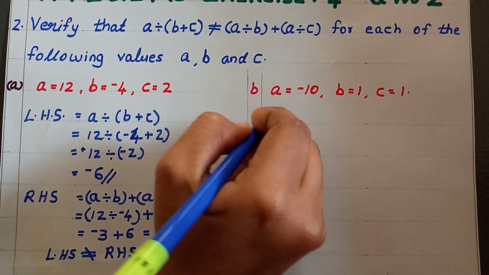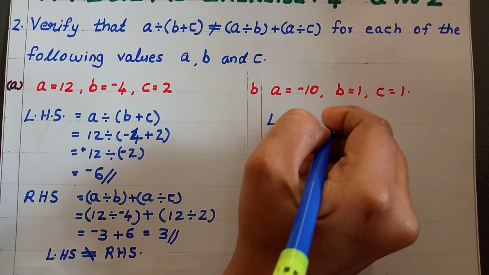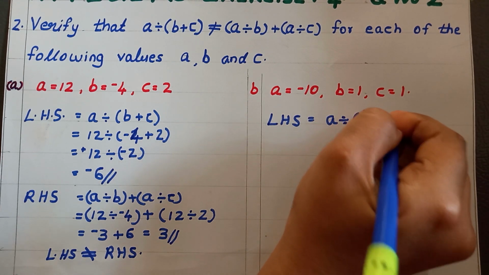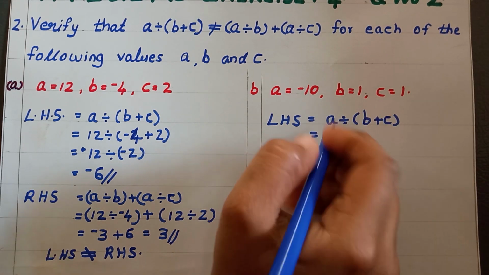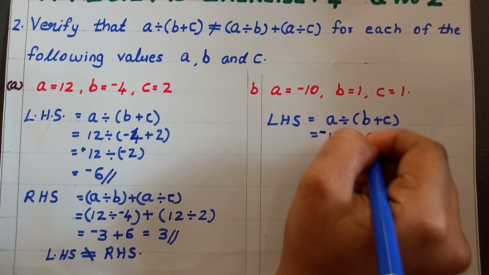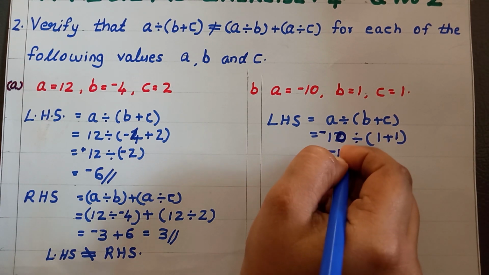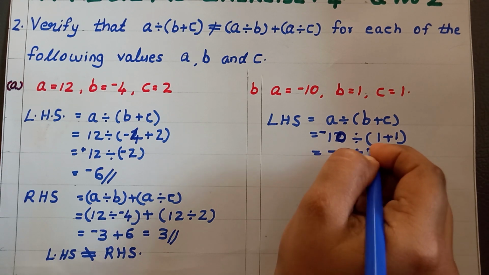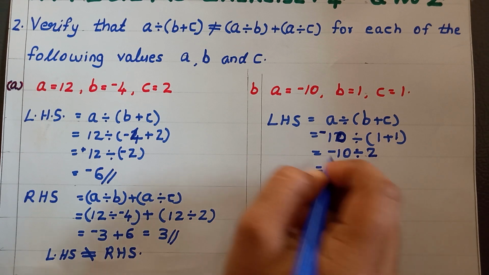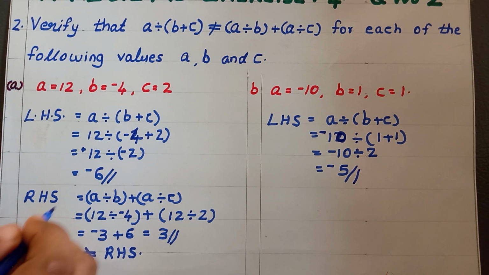In the same way, LHS equal to a divided by (b plus c) equal to minus 10 divided by (1 plus 1) equal to minus 10 divided by 2 equal to minus 5. Negative divided by positive is negative. So minus 5 is the answer.